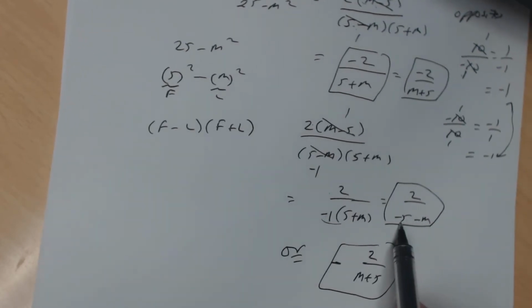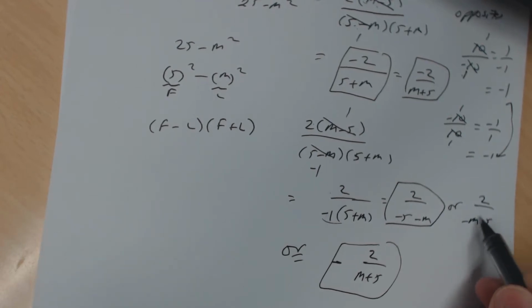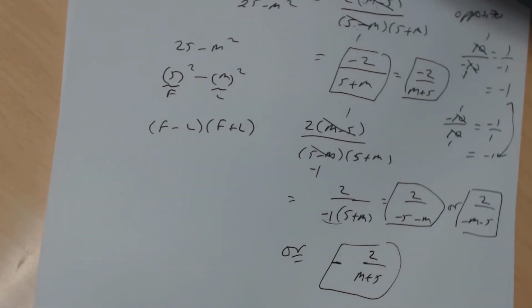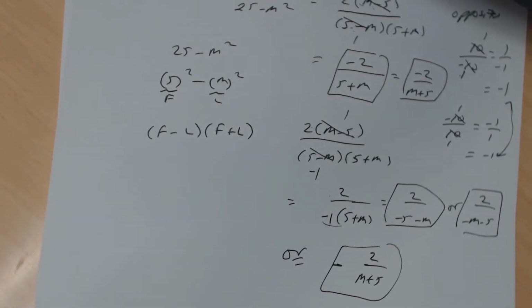Now, see how I had negative 5 minus m? If you wanted to, you could have said negative m minus 5. It does not matter. Okay? All right, so that was number 4. Let's look at this one.